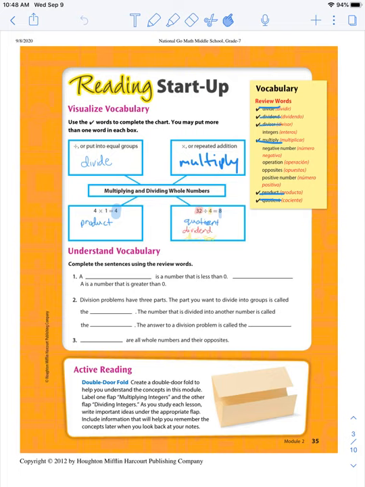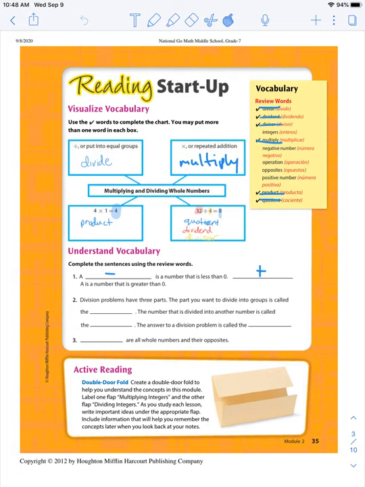All right, now that we have some common language for division and multiplication, let's complete these sentences with the rest of the vocabulary. Number 1 says a blank is a number that is less than 0. That would be a negative number. I'm going to write the negative symbol. You can write in the word negative number if you would like. Second blank, a blank is a number greater than 0. That's going to be a positive number. So negative is less than 0, positive is greater than 0.